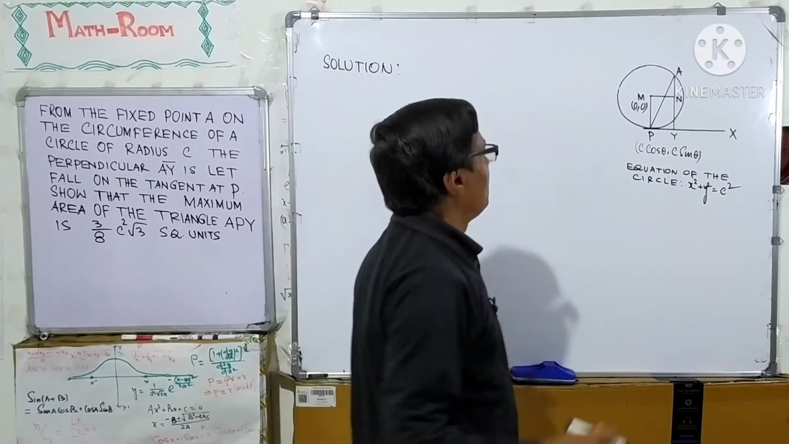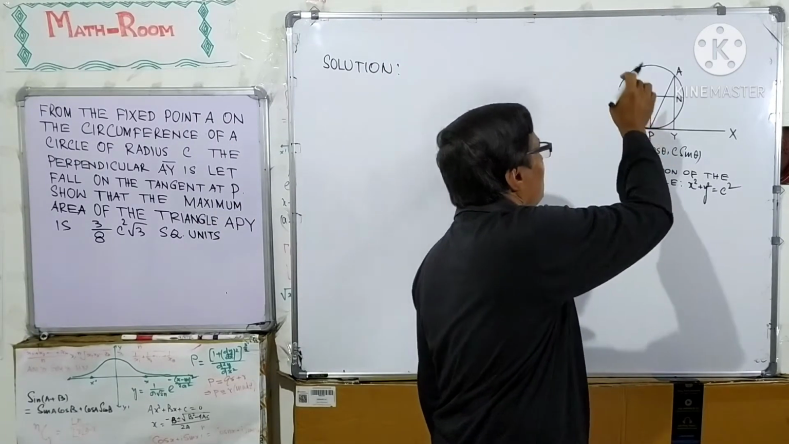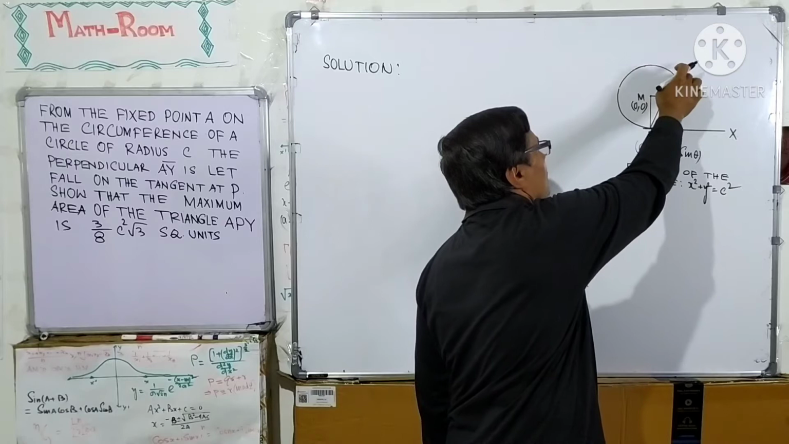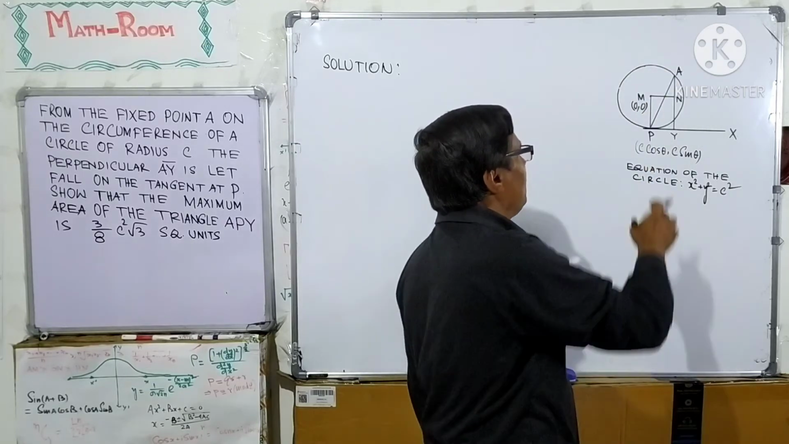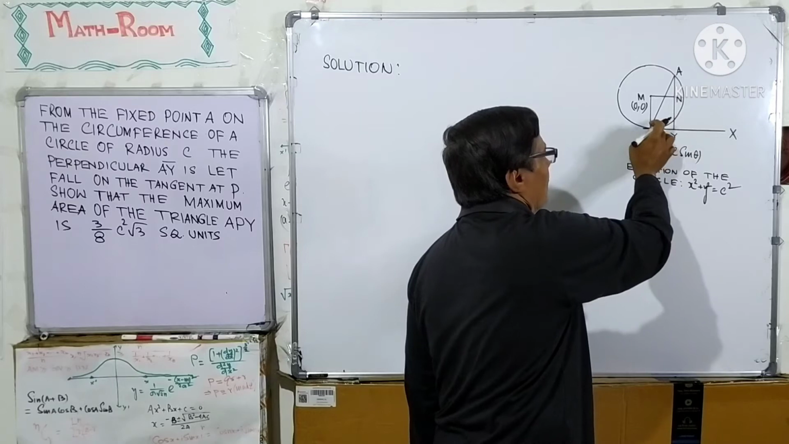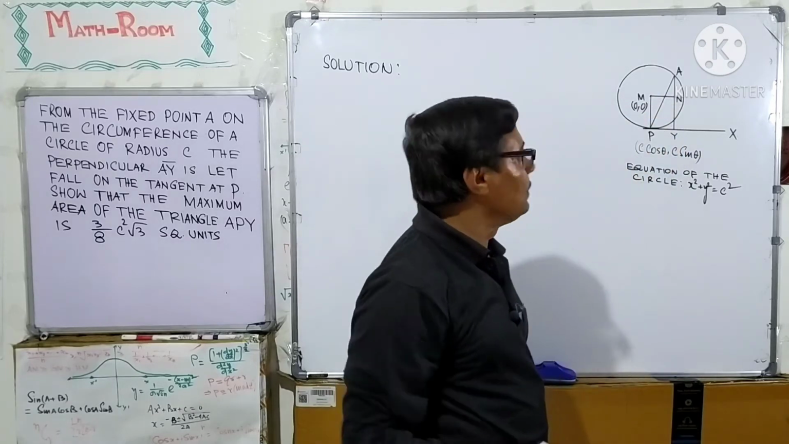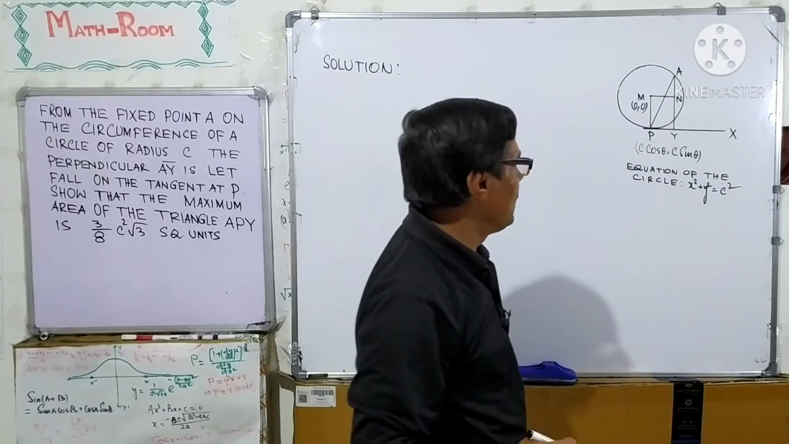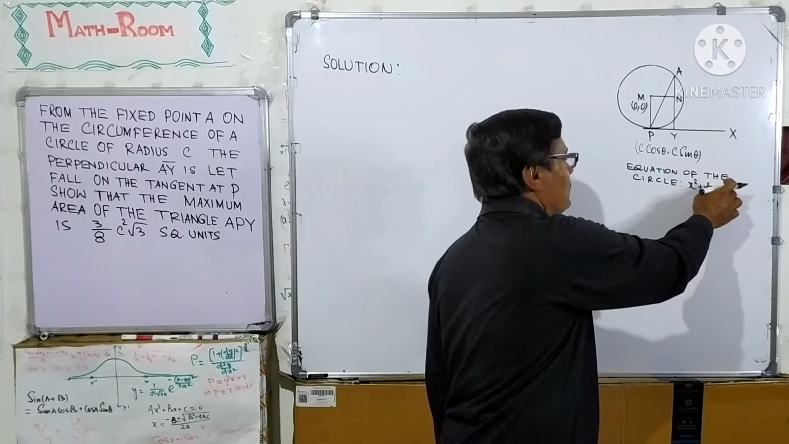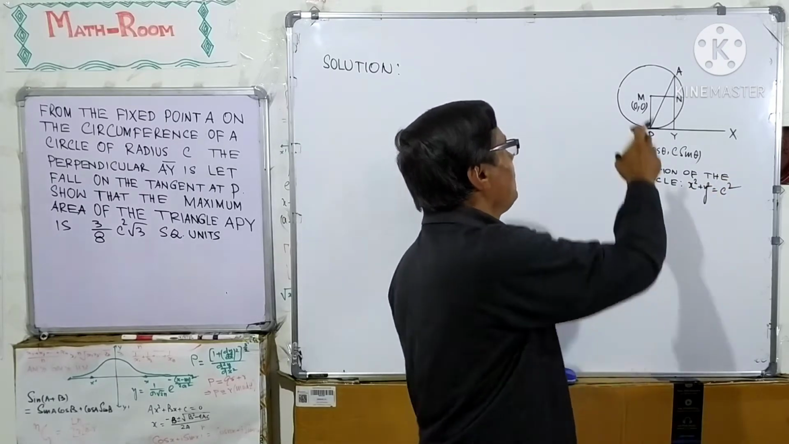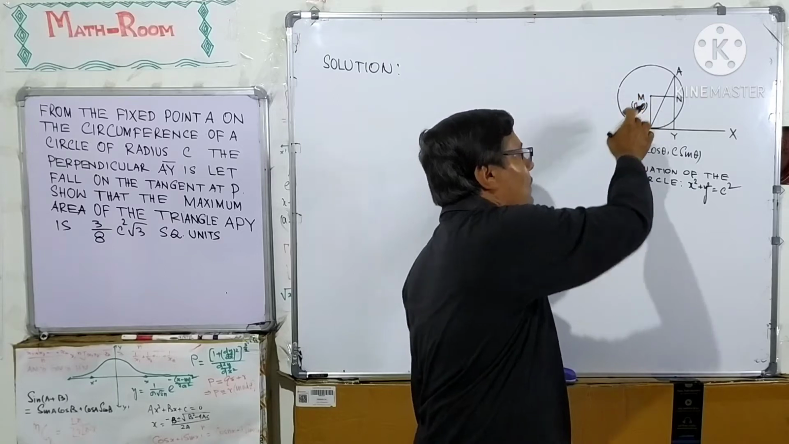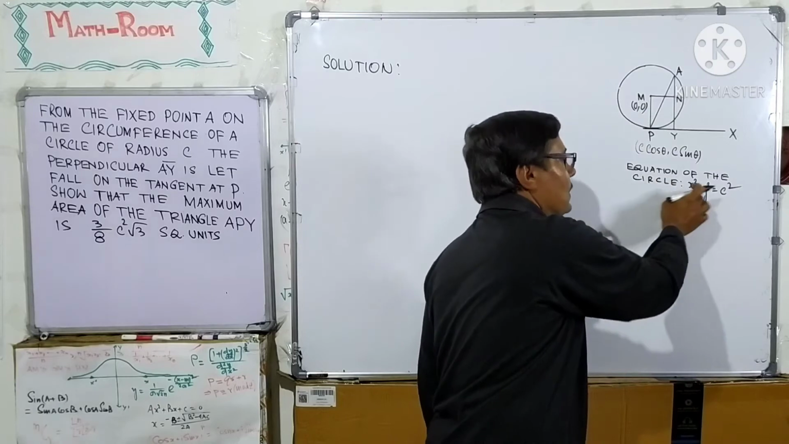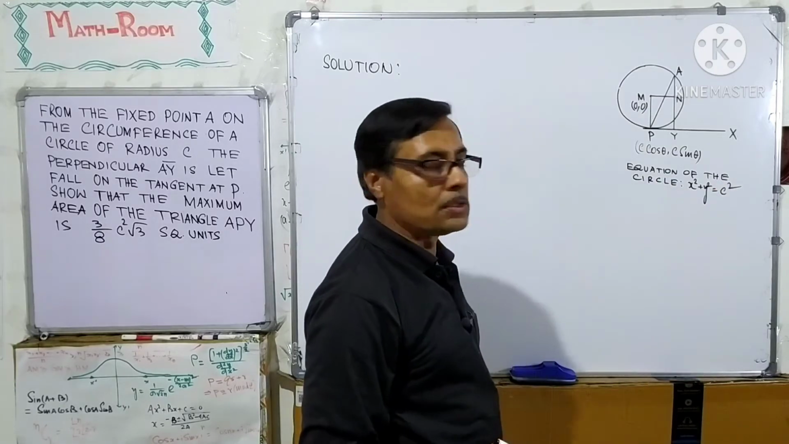Here we have drawn the circle. A is the fixed point on this circle, and the tangent is drawn at the point P, which is on the same circle. Here we consider the circle's equation as x square plus y square equal to c square, that is, its center is at 0, 0, the origin.